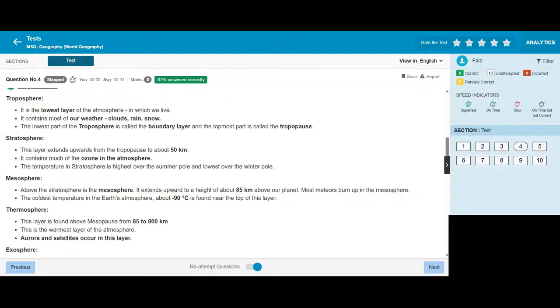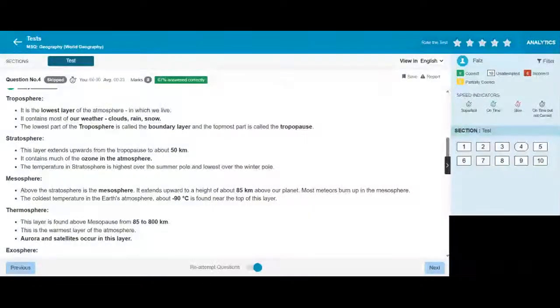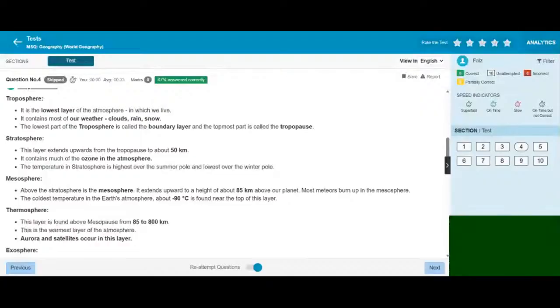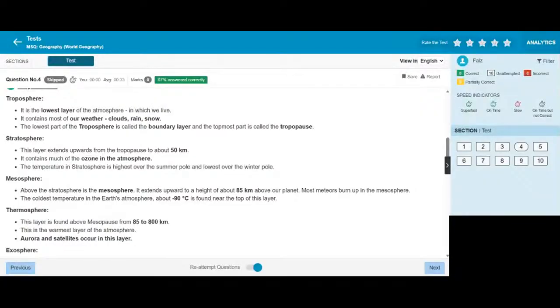Troposphere, it is the lowest layer. It contains most of our weather: clouds, rain, snow. Stratosphere extends upward from the troposphere to about 50 kilometers. It contains much of the ozone in the atmosphere. The temperature in the stratosphere is highest over the summer pole and lower over the winter pole.